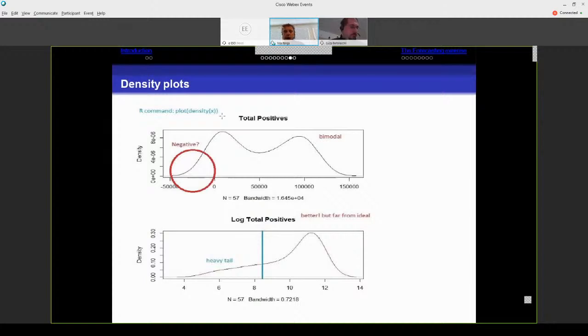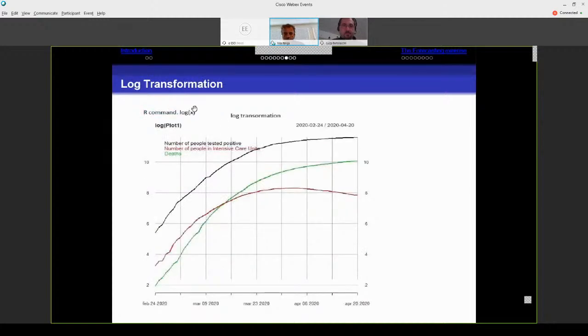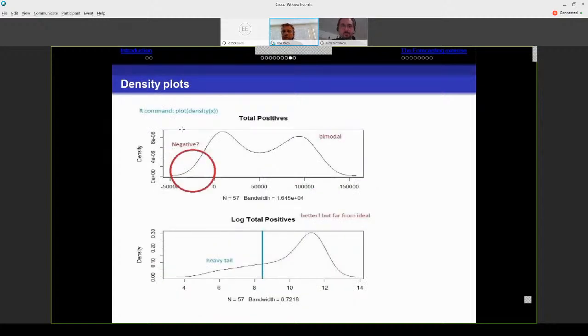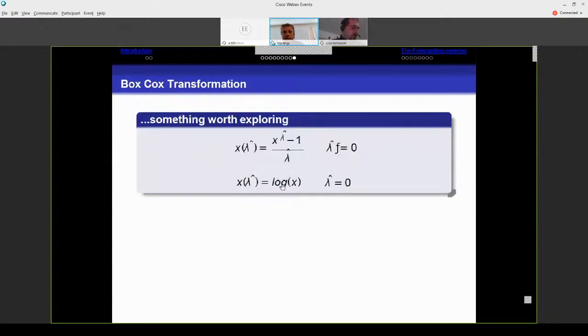But a log transformation is just one of a family of transformations, which includes square root, inverse, and square. So there are many transformations. So R gives you the possibility to select a Box-Cox transformation.